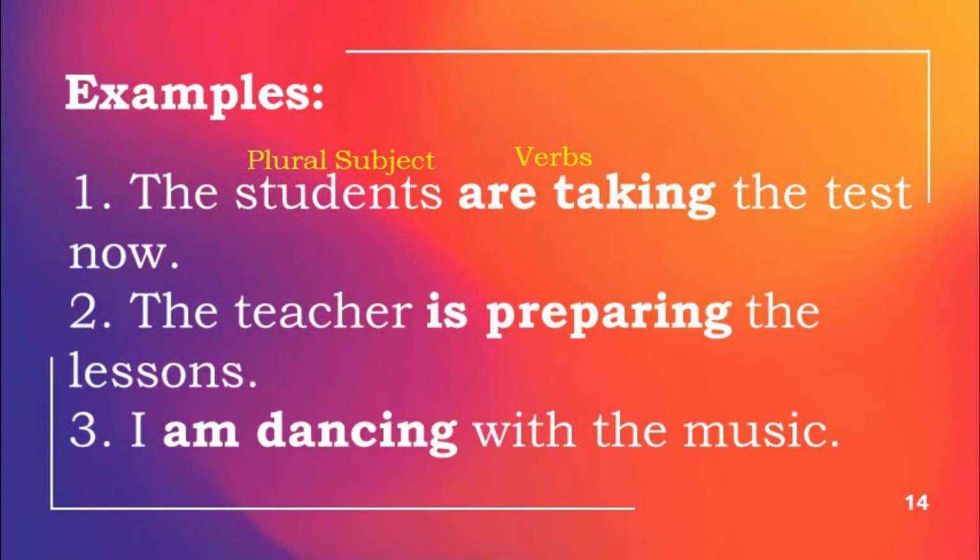Number 2, the teacher is preparing the lessons. So, teacher is our subject and it is singular. So, we use is for our verbs plus the ing form of the verb prepare. Next, I am dancing with the music. So, our subject is the pronoun I, singular. So for the pronoun I, we will use the be verb am plus the ing form of the verb dance.